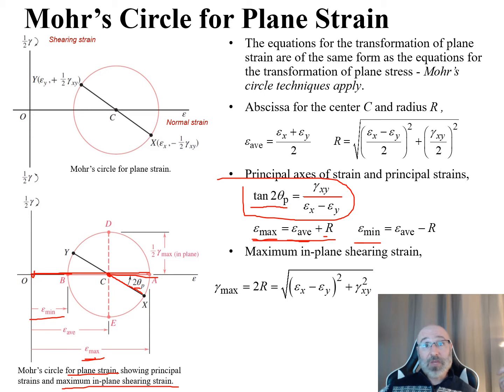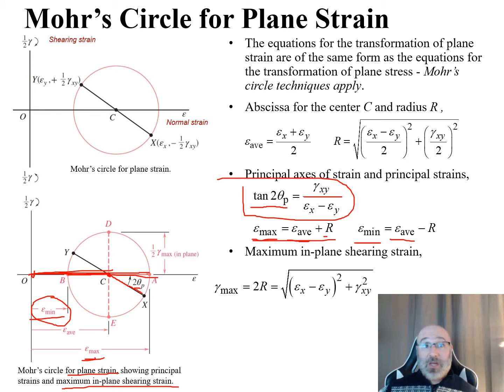Now for our min, we have the relationship that our epsilon average, which goes again from O to C, minus our R term, which is C to B, would just leave us with OB, which is our epsilon min, or our minimum strain. So these equations make sense as we relate them back to our Mohr's circle.